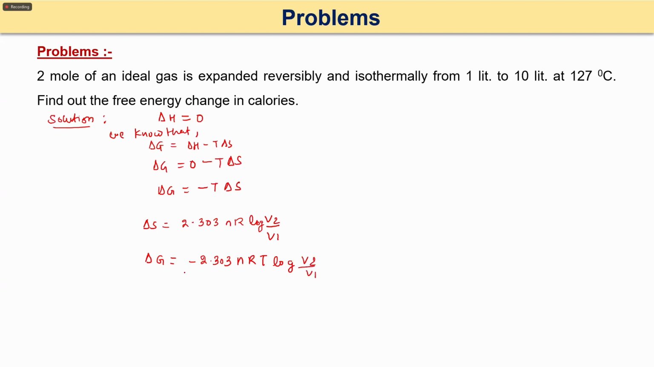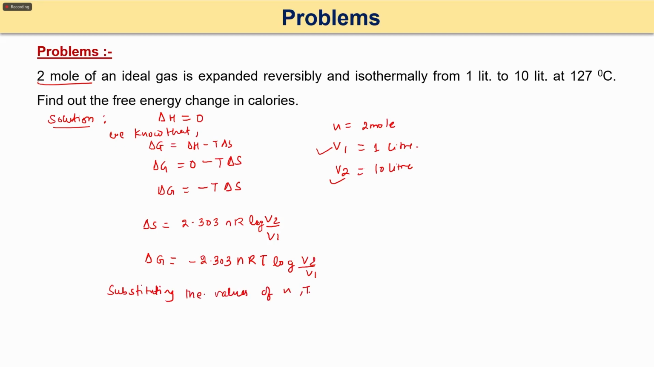Okay, so if you know the value of N1 here, that is 2 mole, and 2 mole is given, n equal to 2 mole. V1, the initial volume, was 1 liter, and the final volume, that is V2, was 10 liter. So we know the value of V2 and V1 also. So let us just substitute the values in this equation.